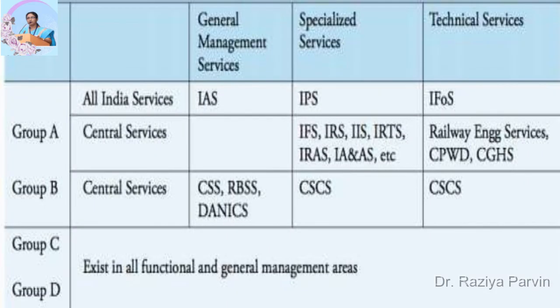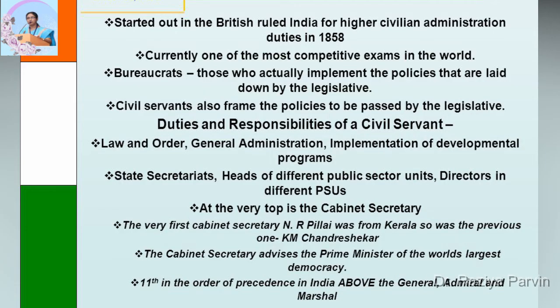At the Group A, Group B, Group C, and Group D services, the classification of civil service of India and the UPSC list of services: IAS, IPS, IFS, IRAS, IRPS. So around 23 services are there in the Union Public Service Examinations. So the recruitment is being taken care of by the UPSC. Just to have a close summary of it.